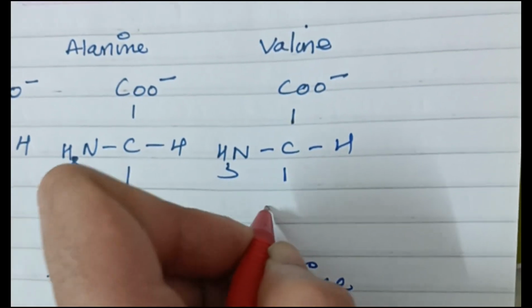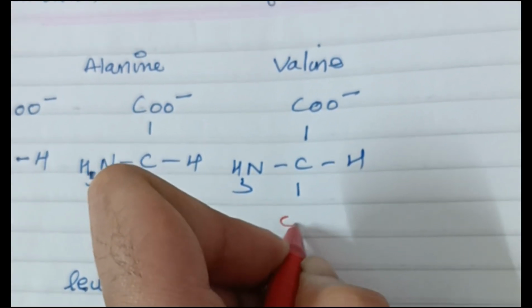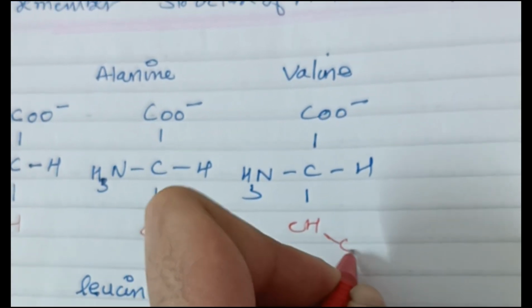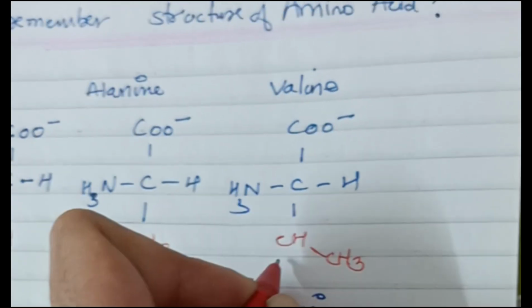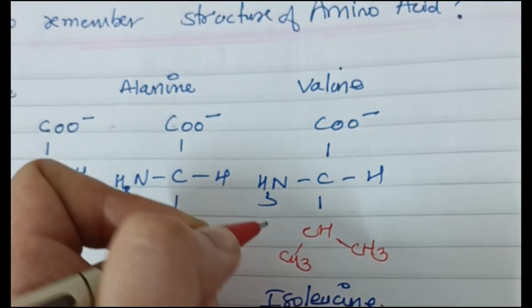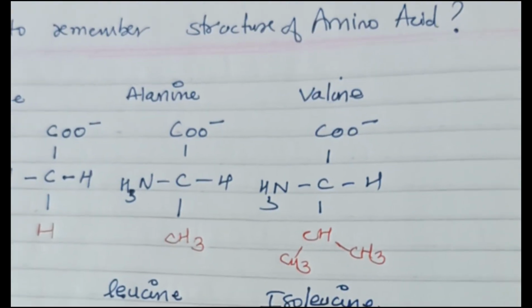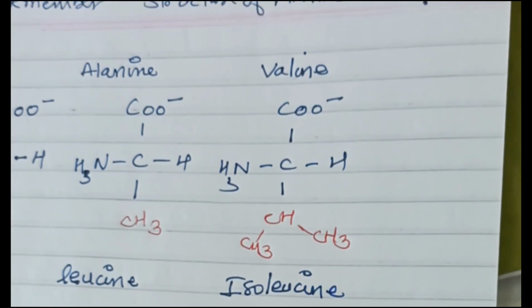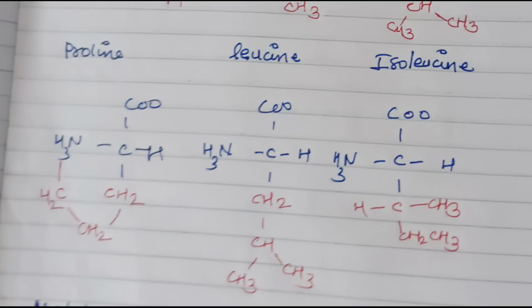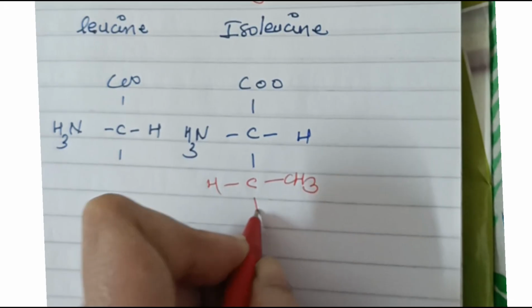Then alanine. Here we can see a methyl group, CH3, a simple methyl group which is hydrophobic. Then valine, it consists of CH in bracket CH3 twice. It is a branched chain, bulky, hydrophobic. Then leucine, CH2 CH, CH3 and CH3. It is a branched chain and common in alpha helix.